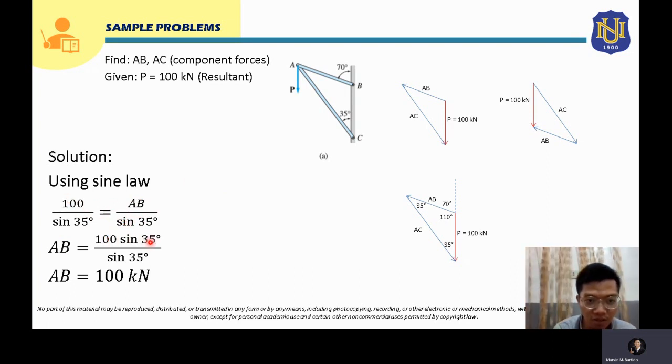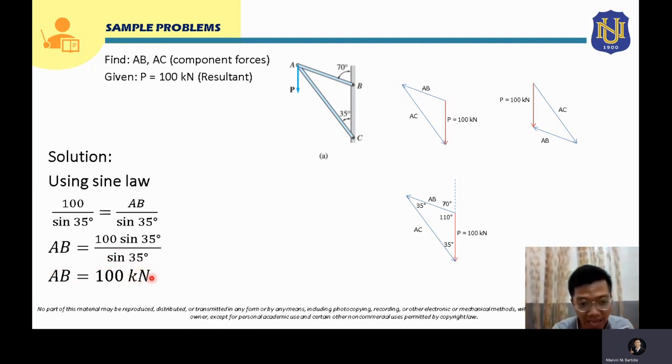That's why it became 100 sine 35 over sine 35. So AB will remain alone on this side, so that we can solve for that. Inputting this on your calculator, 100 sine 35 over sine 35. Of course, sine 35 will just be canceled here. So AB will just be 100. The value of AB will be 100.